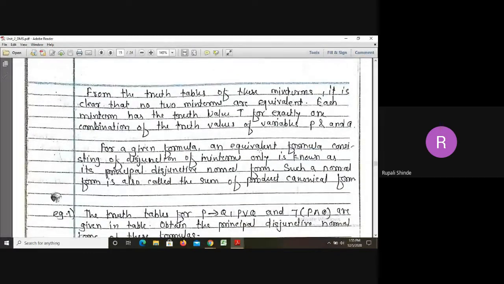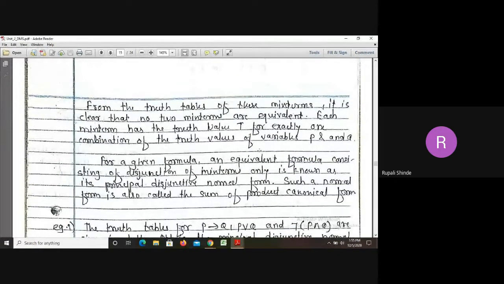Okay. Then what is this PDNF? For a given formula, an equivalent formula which consists of disjunction of minterms only is known as its principal disjunctive normal form. Such a normal form is also called the sum of product canonical form. So this normal form is called PDNF or sum of product. So how can we define it? This is a disjunction of minterms. The formula which consists of disjunction of minterms only is called PDNF.